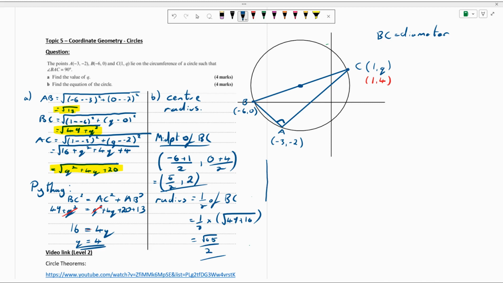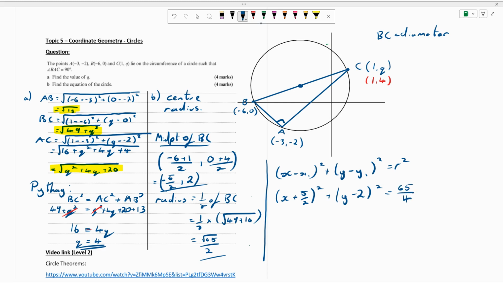I'm now going to use my equation for a circle. So I've got x minus x1 squared plus y minus y1 squared, so that should be minus 5 over 2, equals r squared. Okay, that's my equation. So I've got x plus 5 over 2, because I've got a minus and minus, squared, plus y minus 2 squared. I'm going to square this radius. That gives me 65 over 4. And there's my equation for my circle. It hasn't asked me to expand it or put it into a certain format, so I can just leave it like that.